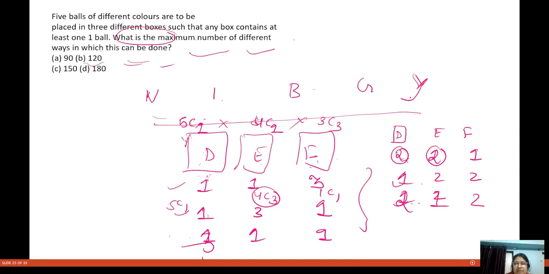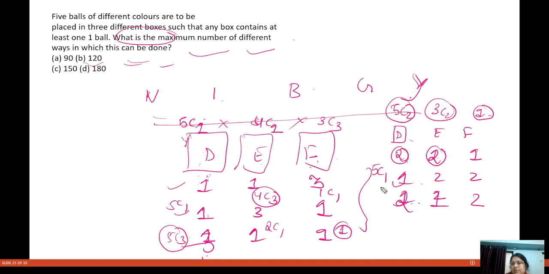This can be done in how many ways? 5C3 ways. Now there are how many balls left? Only two balls left, so 2C1 ways, and only one option is left. Let us calculate for this. You have this 5C2 ways. Here how many balls are left? 3C2 ways, and this can be done only in one way because only one ball is left. This can be done in 5C1 way, 4C2 ways, and 2C2, that is equal to 1 also.